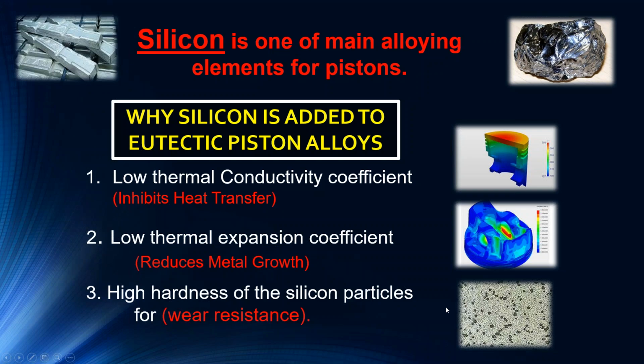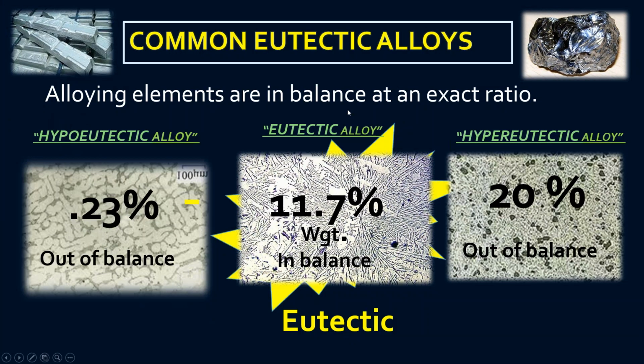Now, the main alloying element that we're going to be discussing is silicon, and that's what we're going to be focusing on. Why? Because silicon, when added to aluminum, provides low thermal conductivity, which means it inhibits heat transfer. It also has low thermal expansion, which reduces the metal growth in the piston. And because of the silicon particles, it adds a lot of wear resistance because of the hardness of that element.